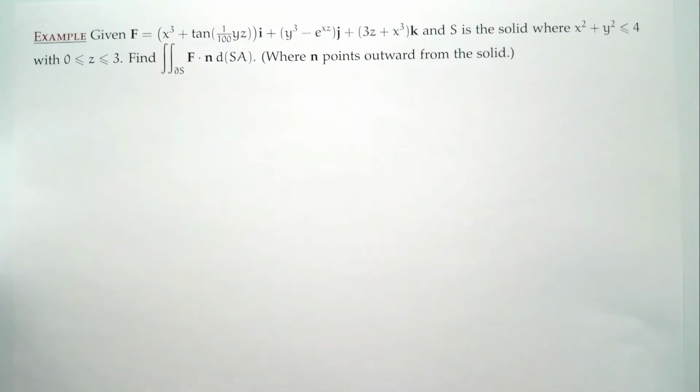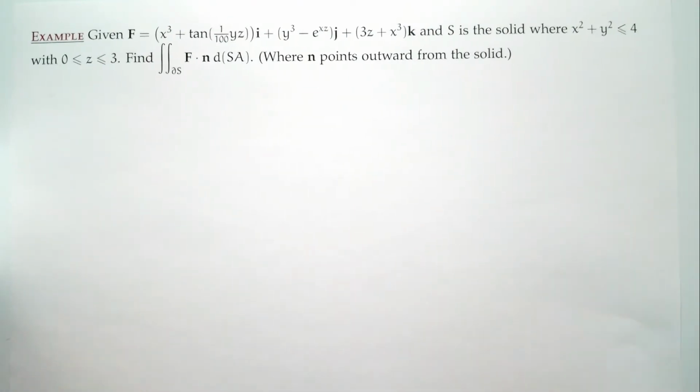All right. So, given F, which is x cubed plus tangent of 1/100 yz in the i direction, y cubed minus e to the xz in the j direction, and 3z plus x cubed in the k direction, and a solid where our solid is x squared plus y squared less than or equal to 4, and 0 less than or equal to z less than or equal to 3, find the integral on the boundary of our solid of F dot n dS. And on a side note, n points outward.